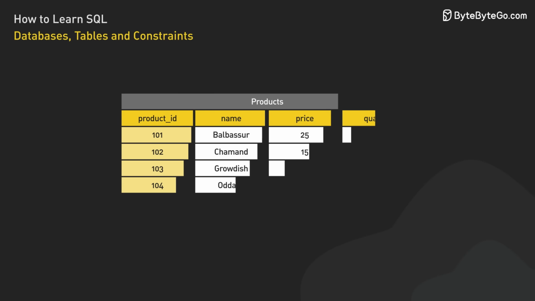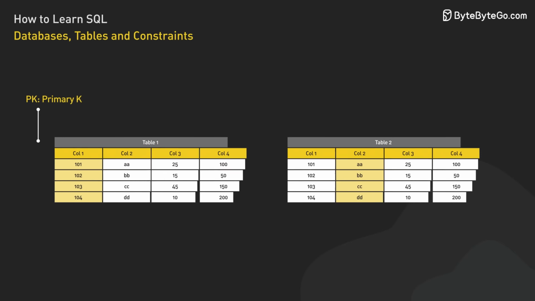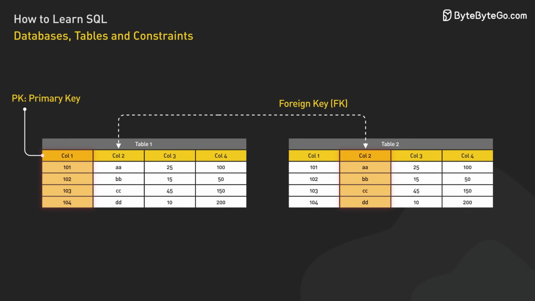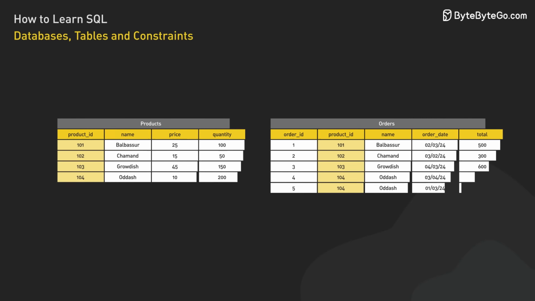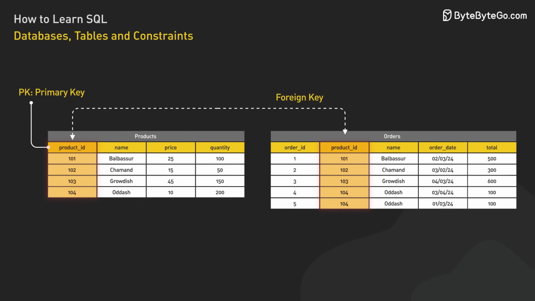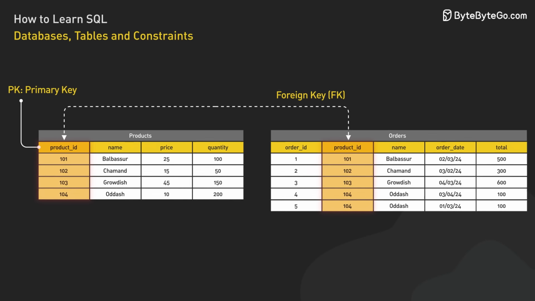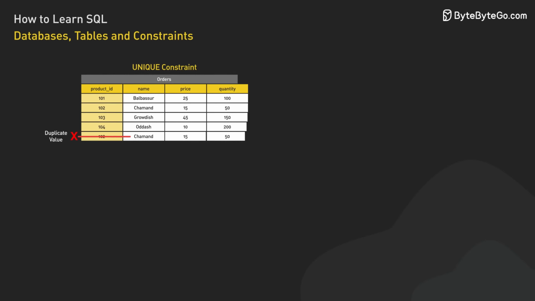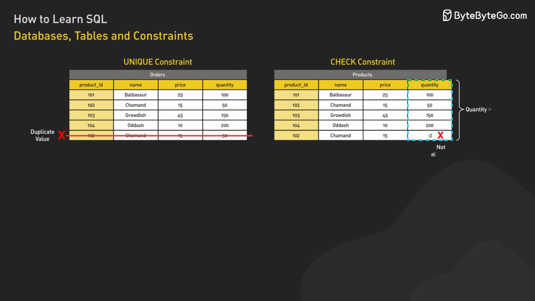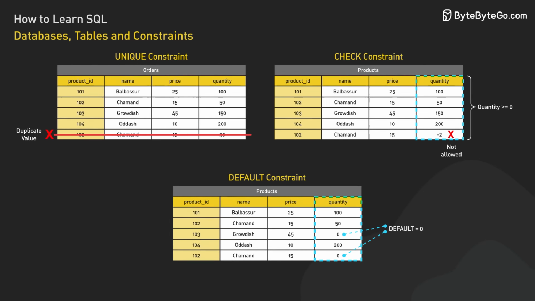To maintain data integrity, tables utilize constraints. Primary keys uniquely identify each row, while foreign keys establish relationships between tables. For instance, a products table might have a primary key product ID, and an orders table could use product ID as a foreign key to link each order to a specific product. Other constraints include unique, which ensures no duplicate values, check, which enforces conditions on data, and default, which specifies a default value for a column.